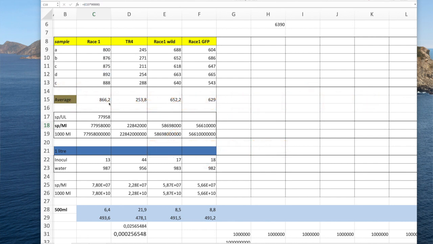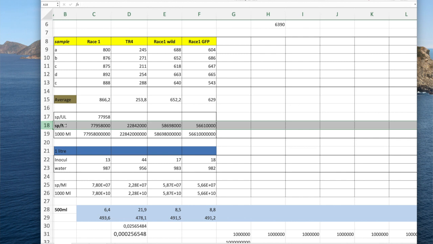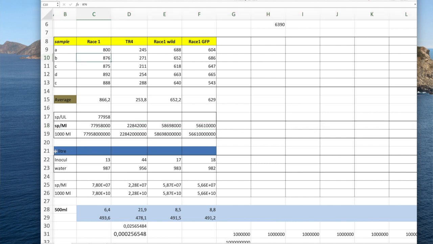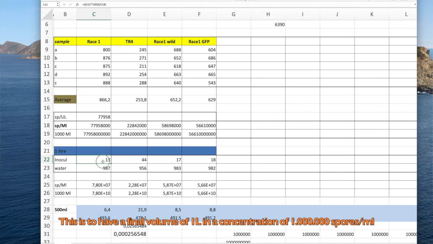Here we have the average, and then you use this to calculate. There is a constant with these KOVA slides that is 90. So if you multiply that by 90, you will have the number of spores per microliter. So I do it directly by 90,000, so we have the amount per milliliter, and here we have the amount per liter. When we have this, the only thing we have to do is something very simple, and we have to calculate the volume. We need to set up a concentration of 1 million spores per ml.